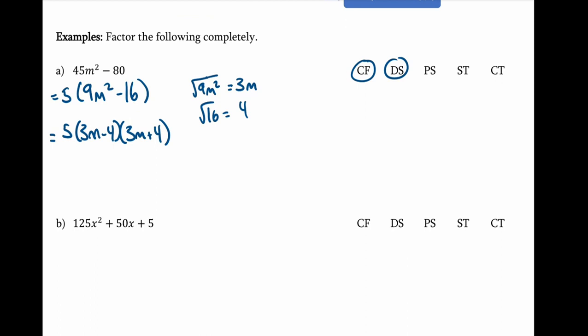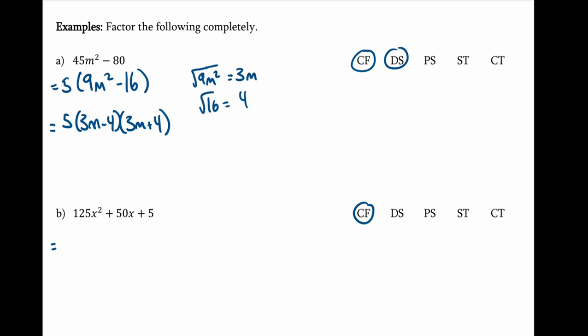Moving on to the next one. Again, the first thing we want to do is common factor. I can see here that I have a value of 5 that is a common factor. So I can take that greatest common factor of 5 out, and if I do that, I end up with 25x squared plus 10x plus 1. So now I've common factored.